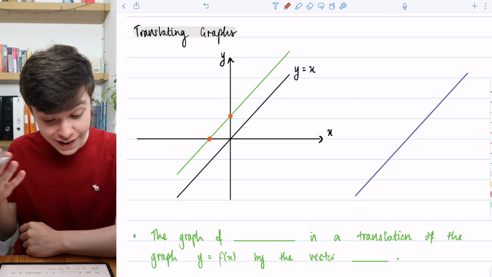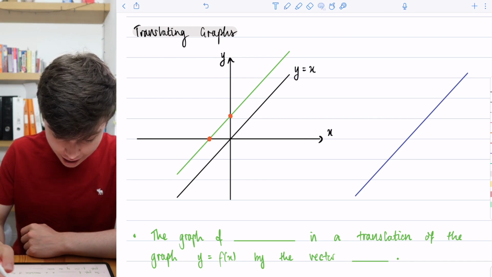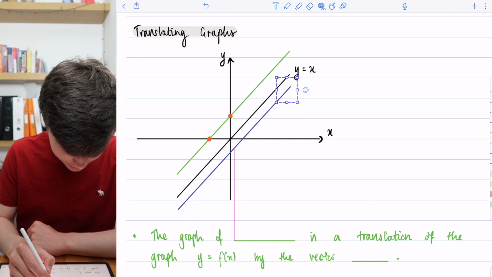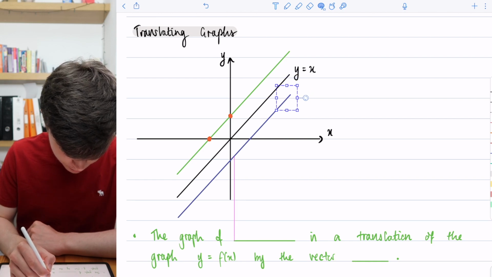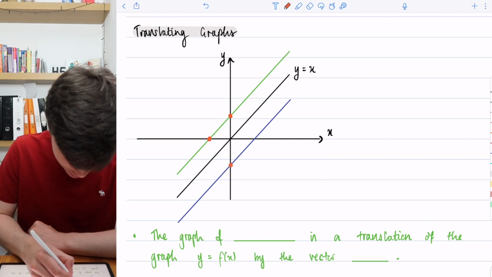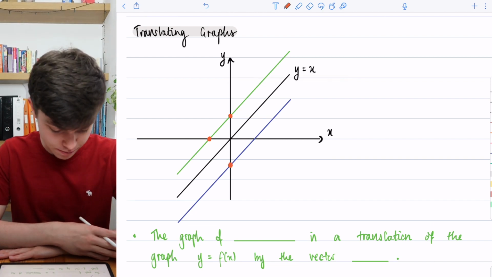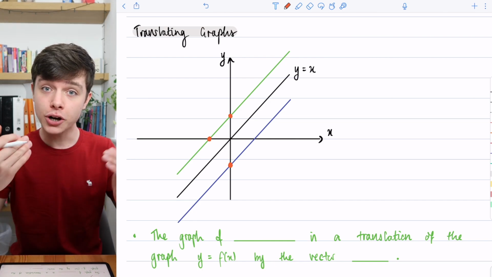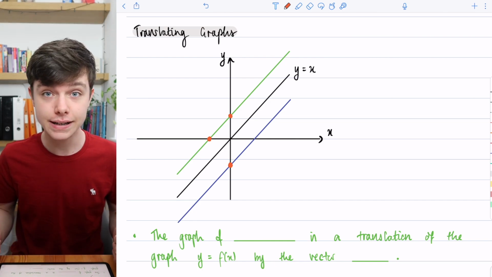If I was to move it down, let's say I got this blue line and I moved it down like this, for example, then we can see there is an intersection point. Okay, so we can move the y equals x straight line up, or we can move it down.